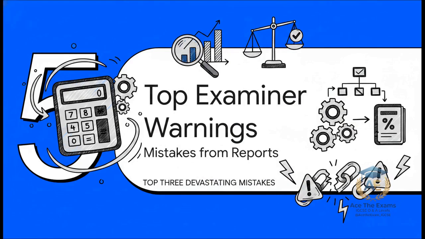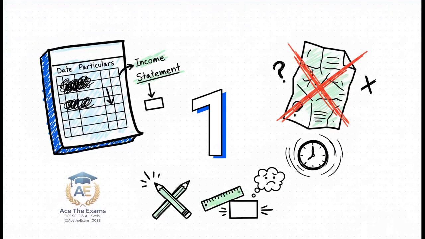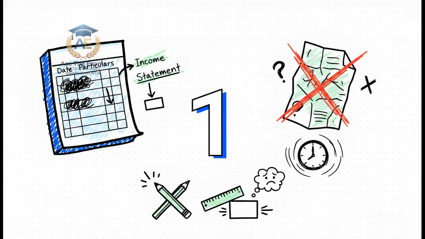Finally, Part 5, Top Examiner Warnings. Let's look closely at the 3 most devastating mistakes reported directly by Cambridge examiners. Mistake number 1, formatting. It sounds basic, but examiners report that students frequently forget proper formatting in their depreciation accounts and in their extracts from financial statements. We are talking about using correct dates, providing accurate narrative descriptions in ledger accounts, for example, actually writing out income statement instead of just scribbling P&L, and remembering to properly bring down the balances. Do not bleed incredibly easy marks just because you are rushing the presentation of your data.